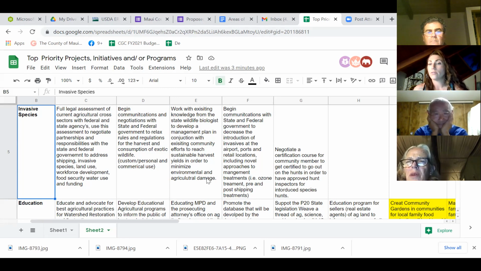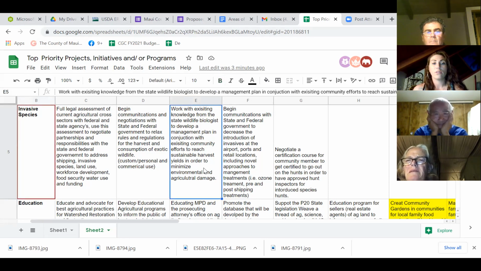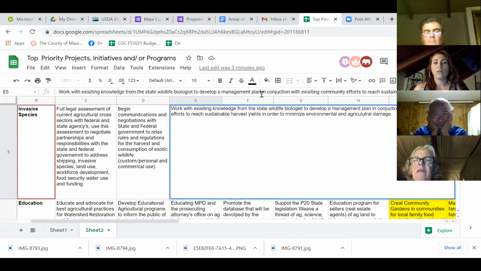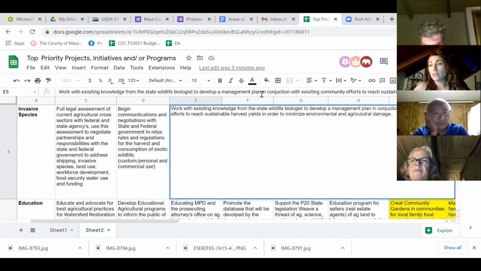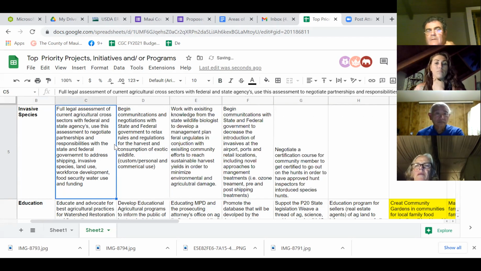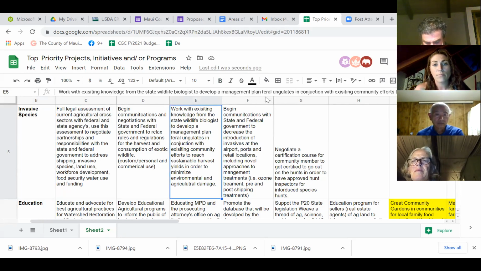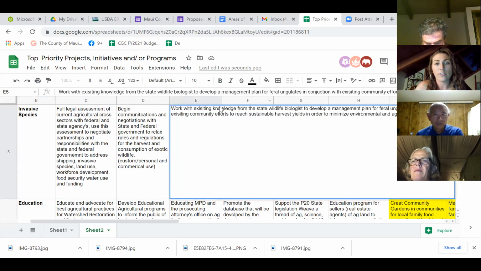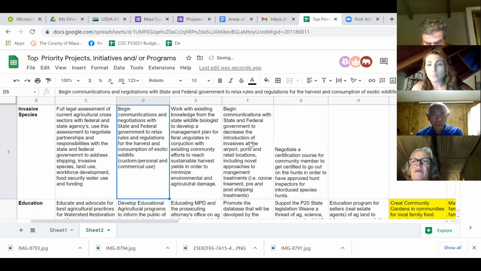What are we, is this like feral pigs and axis deer? Invasive species, yeah, so it would be exotic wildlife. So develop a management plan for exotic wildlife or feral ungulates. Feral ungulates, I like that. Yeah, they kind of don't do other things. They're not doing plants and stuff. Well, not the biologist part, that's a different section. Or feral ungulates, okay. What about birds?